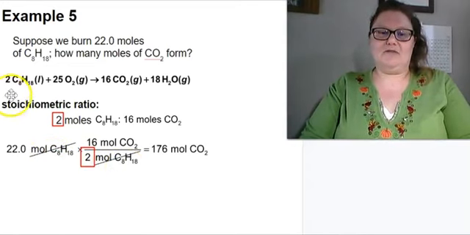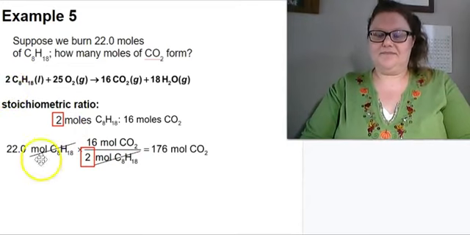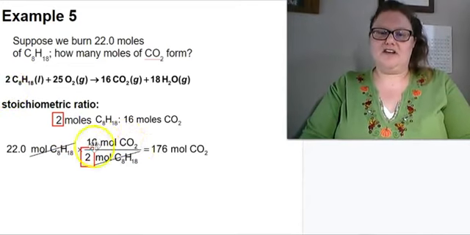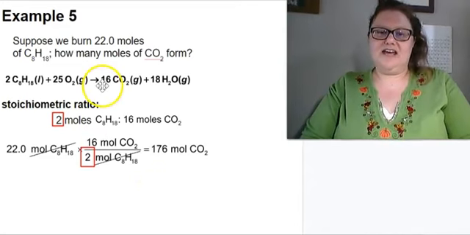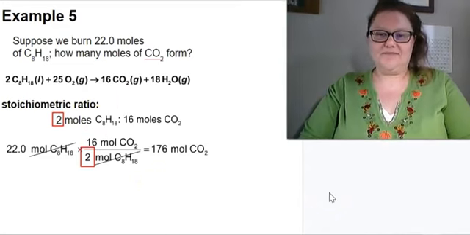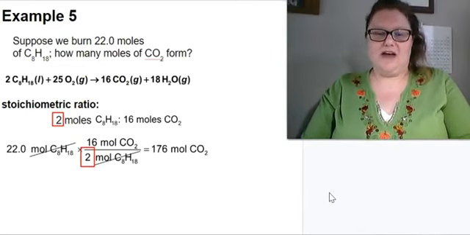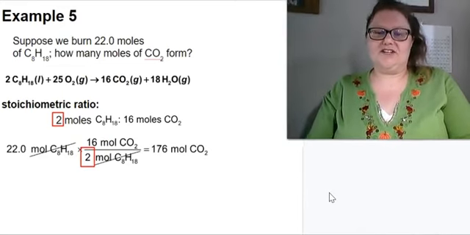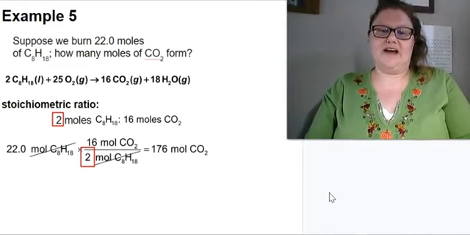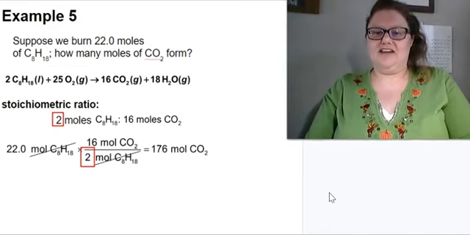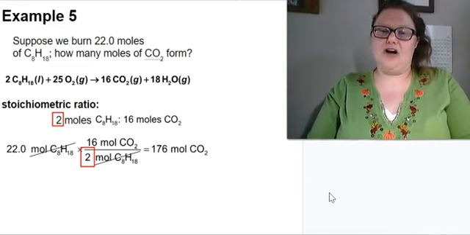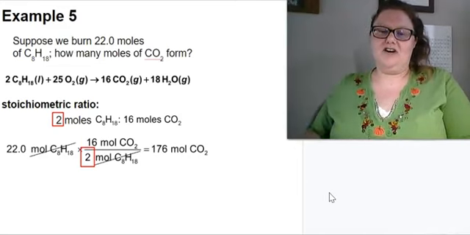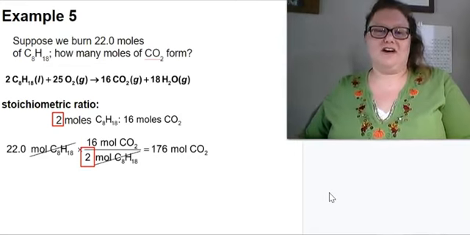The 2 came from the balanced equation. We want carbon dioxide, so that has to be on top. The 16 came from the balanced equation. And then we just do the math like we've always done. 22 times 16, divided by 2, and we're going to get 176. So for 22.0 moles of octane, there are going to be 176 moles of carbon dioxide produced.